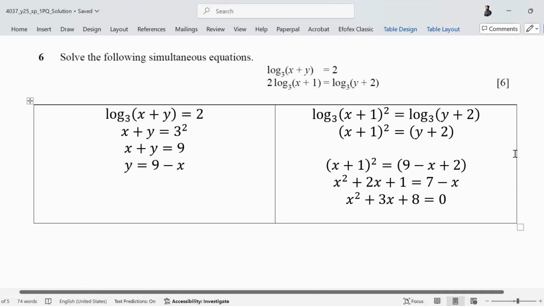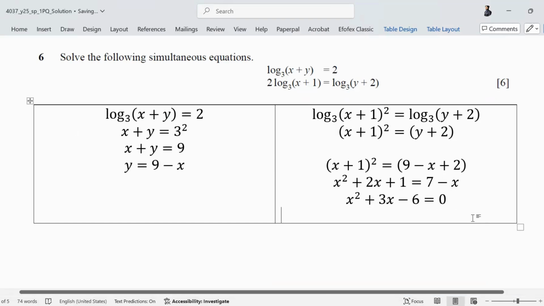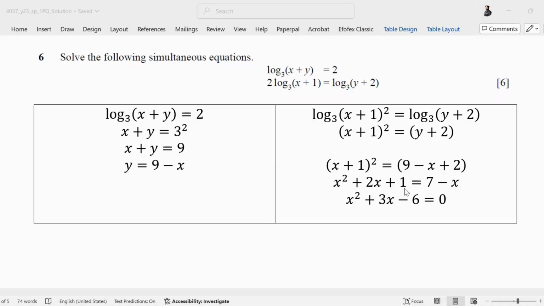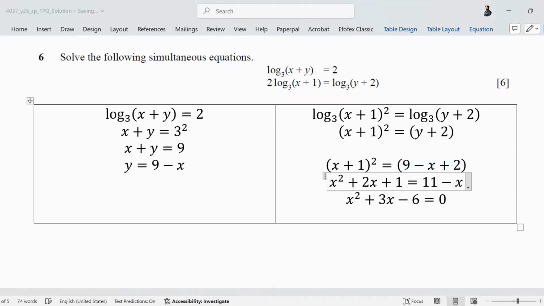7 will come over here and become minus 6. Minus 6 is 0. OK, minus 6 is 2 times 3, and 6 is not going to give me anything. I might have made a mistake in the previous step. Yes, 9 plus 2 is supposed to be 11, sorry.